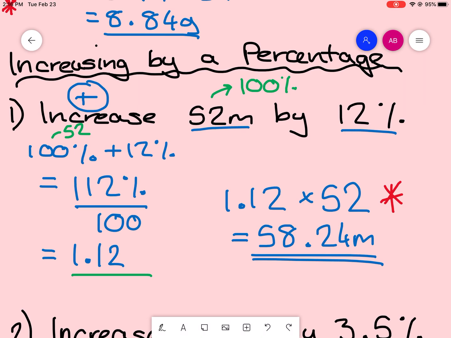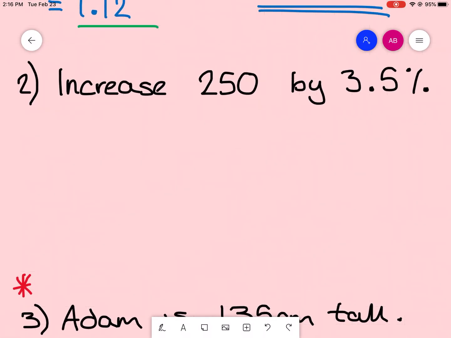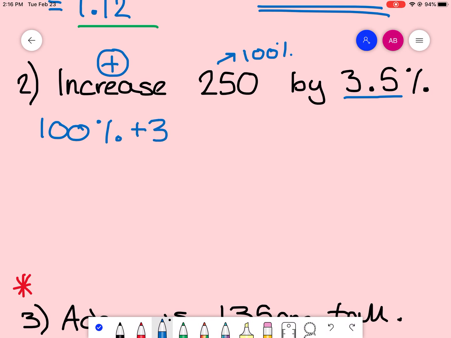Okay. The next question is exactly the same in terms of the method. So I want to increase, which means I'm adding on the percentage. The percentage that I want to add on is 3.5, and we assume that the 250 is our 100%. So add on your 3.5% to the 100. And as I said at the start, this may seem like a silly method to you. It might not be the one that you would choose to use.